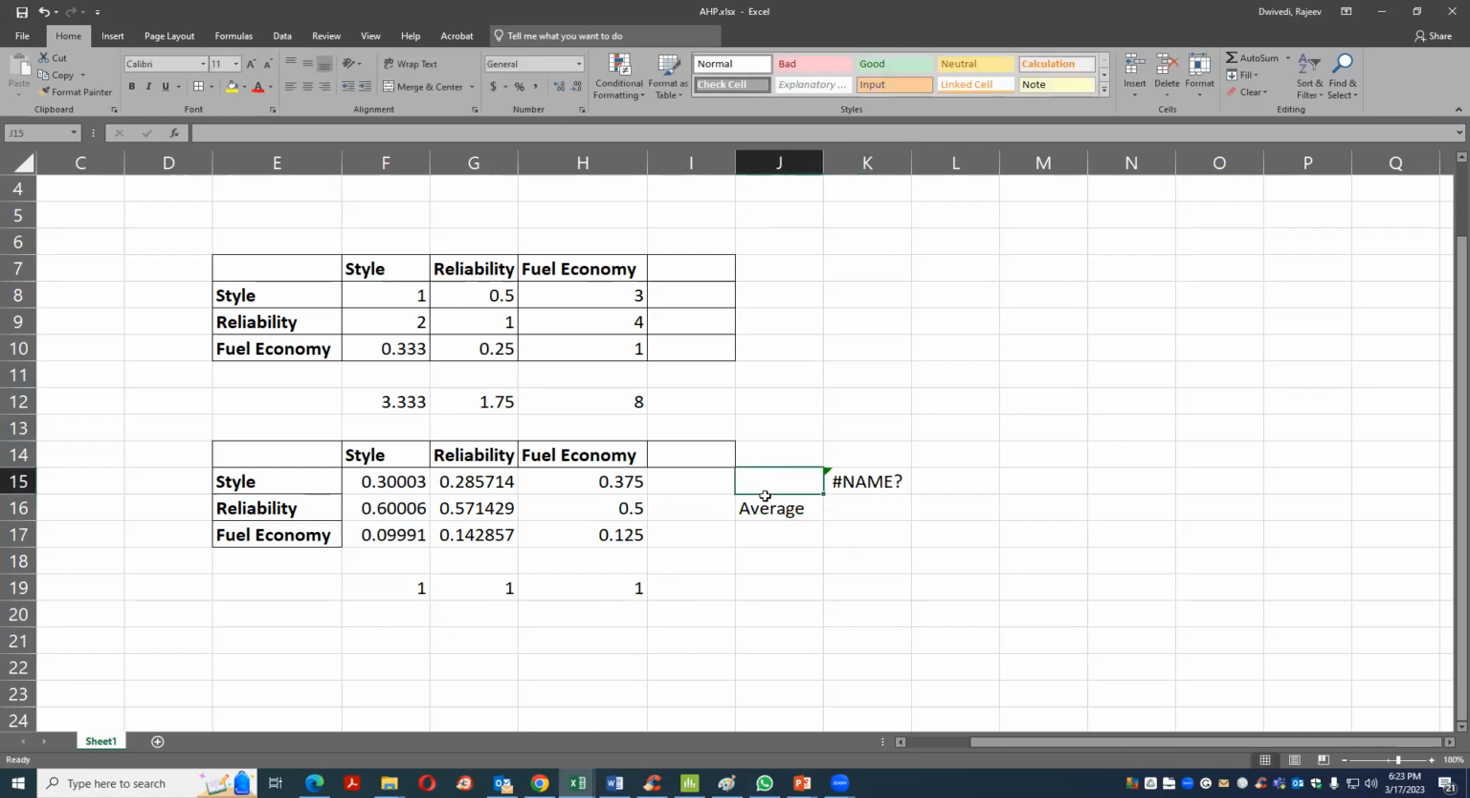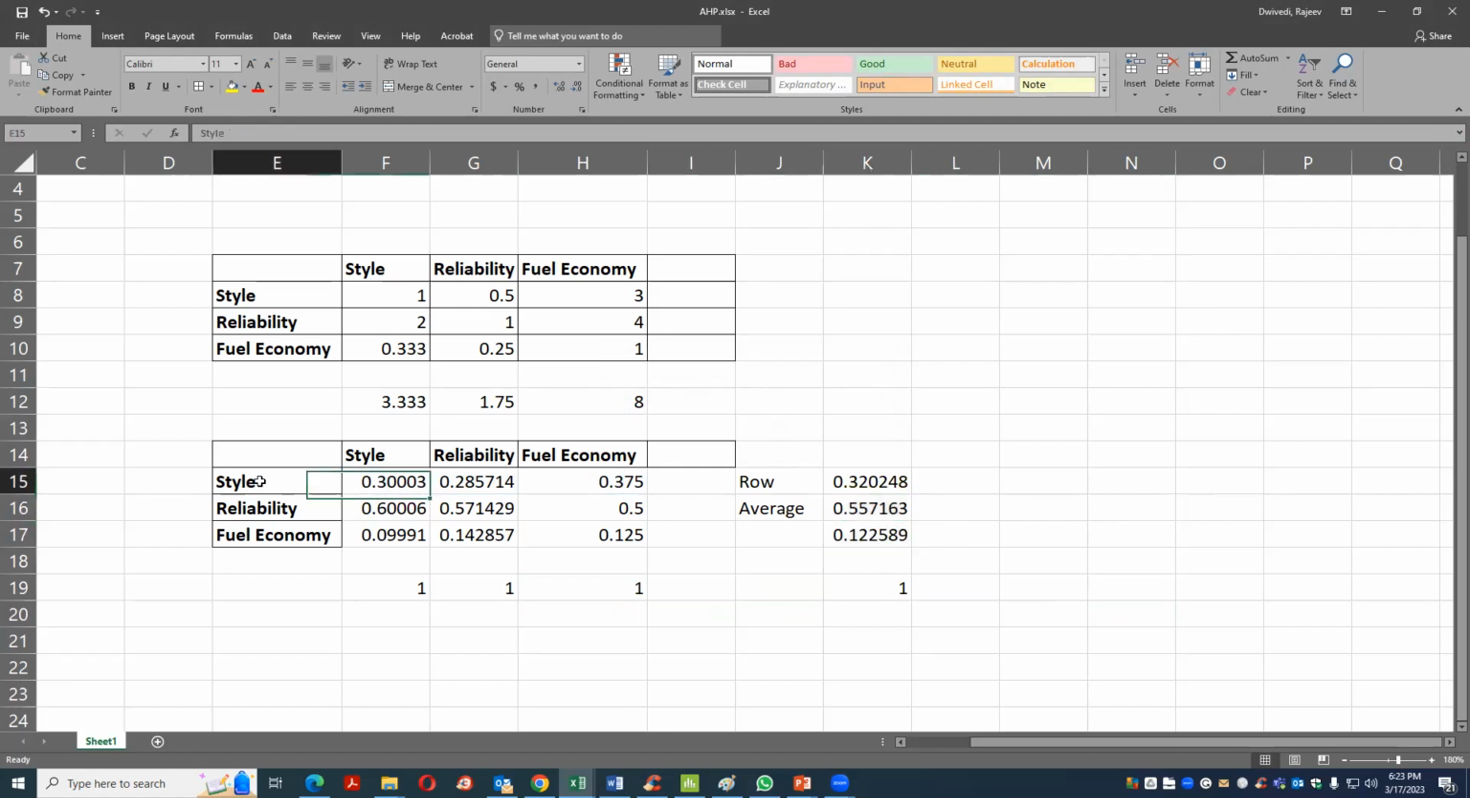Sorry, here I have to write row average. And now I'm going to do equal to average, and then I'm going to take all of them. And then similarly, I'm going to do it for all. Now I'm going to check whether this is also normalized. And now you can see this is also normalized. Are you able to understand the value of this?